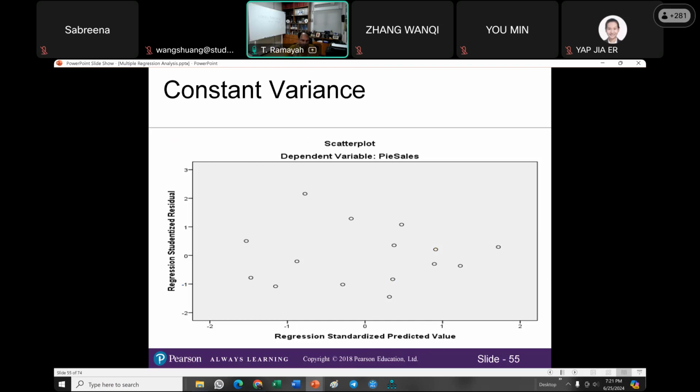Okay. In your computer output, you can see results like this for the first variable and the second variable. This is for the pie sales, whether pie sales variance is constant or not constant. You can see that they are actually distributed above and below the zero.